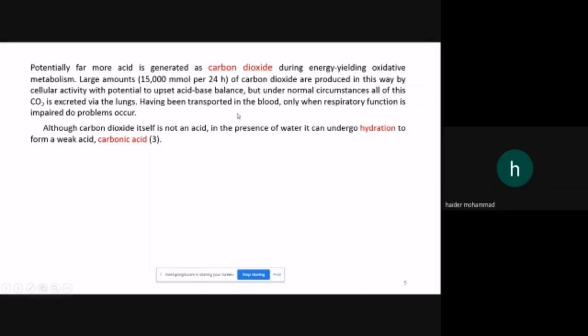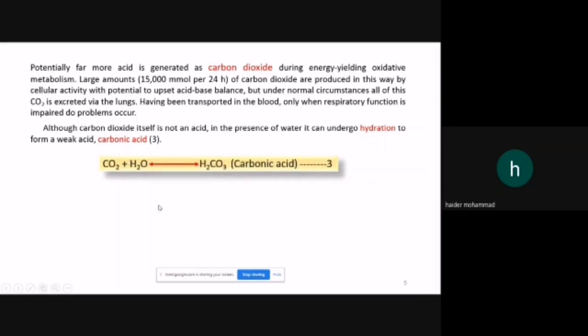وين ينتقل؟ عن طريق الدم. Blood has water. Then it undergoes hydration to form a weak acid, carbonic acid. Carbon dioxide plus water in the blood gives us a weak acid, which is carbonic acid. Okay, this is the reaction, very important.